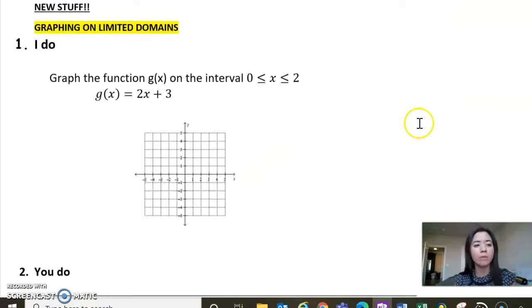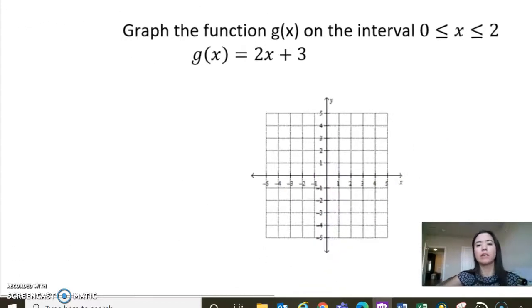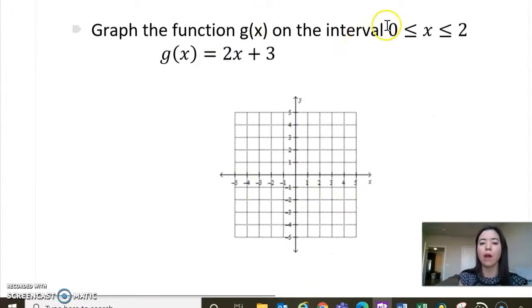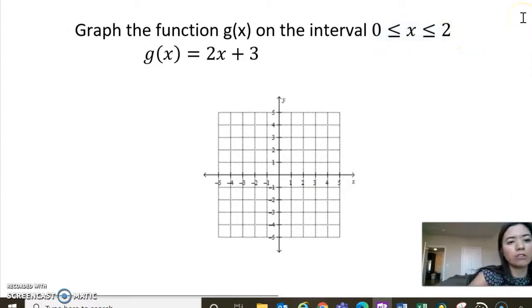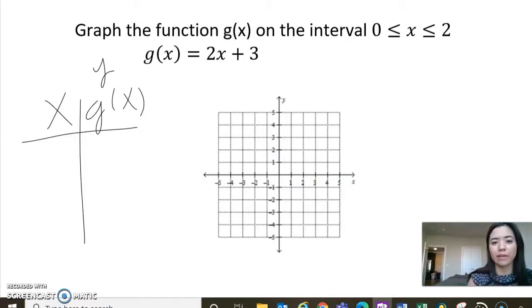Okay, next thing we're going to do is learn how to graph on an interval. So we have this equation here, and I want you to graph it between 0 and 2. So that means I want my x values, the things that I put in, to be between 0 and 2. So what we can do is create a table where we have x and then our output, which again is the same thing as y.